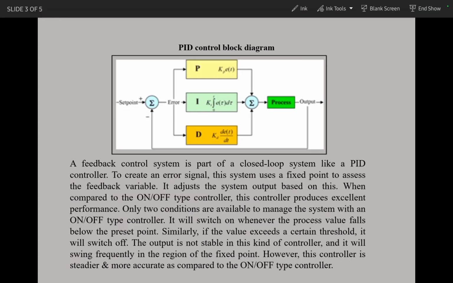Next is the PID control block diagram. A feedback control system is part of a closed-loop system like a PID controller. To create an error signal, this system uses a fixed point to assess the feedback variable. It adjusts the system output based on this. However, compared to the on-off type controller, this controller is steadier and more accurate.